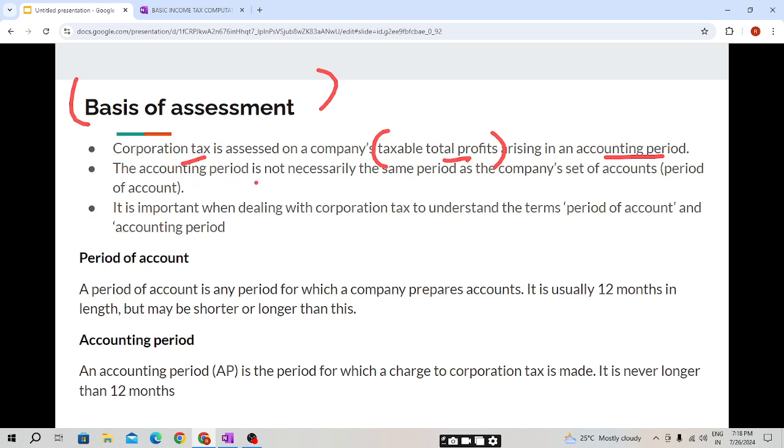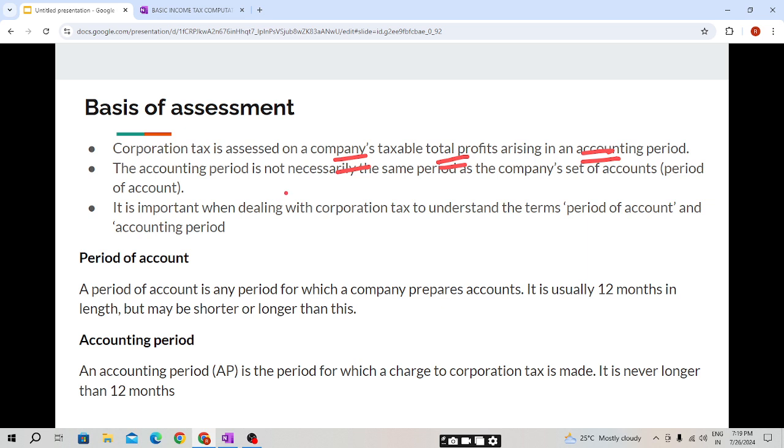The accounting period is not necessarily the same period as the company's set of accounts, the period of accounts. So students, when we were discussing individuals, we paid the tax as per the tax year from 6th April to 5th April. The years were aligned. In our examination, the years will be aligned. The tax year and the period of accounts will be aligned in the case of individuals. But coming to the case of companies, the corporation tax is assessed on the company's taxable total profit arising in an accounting period.